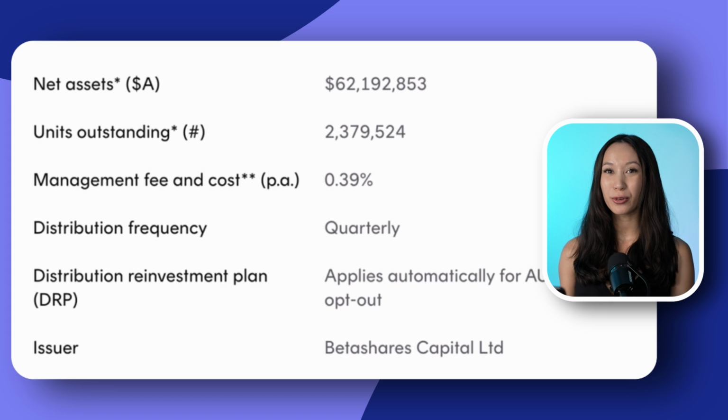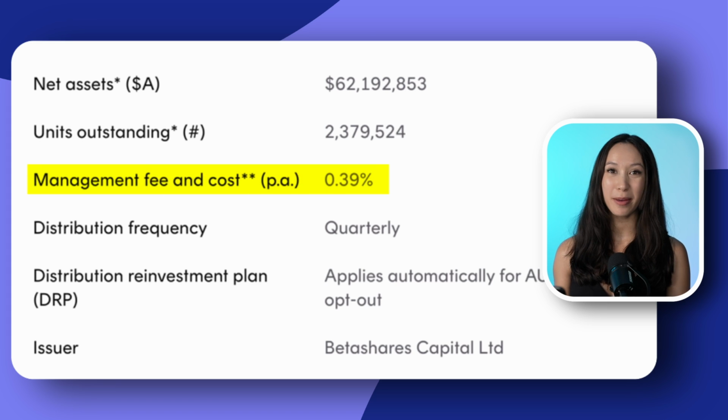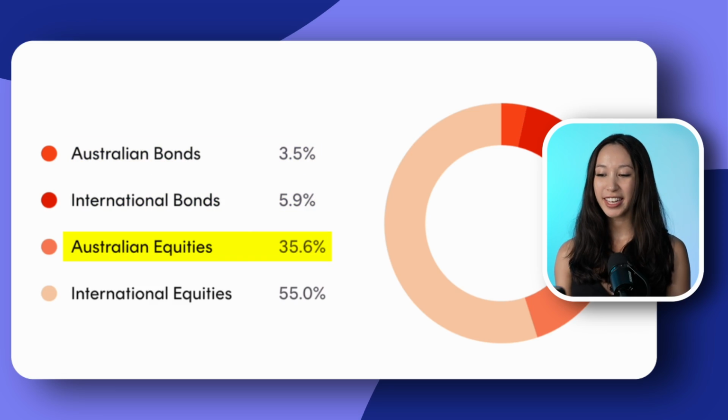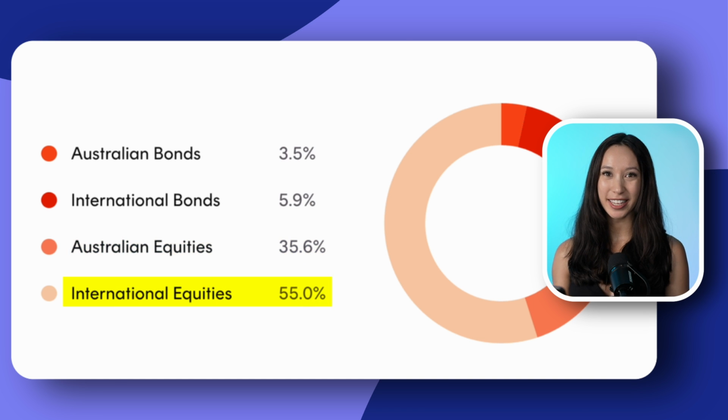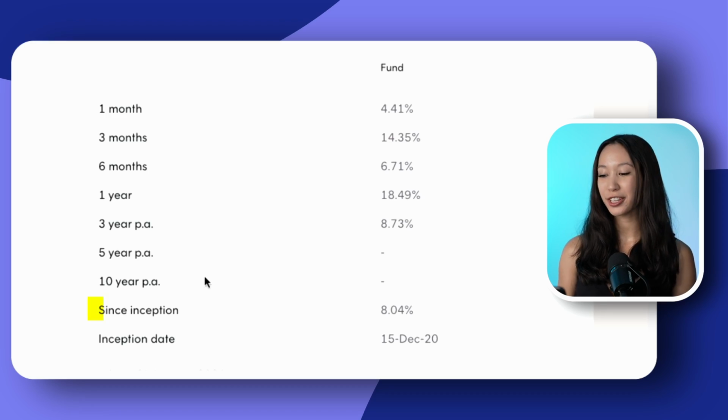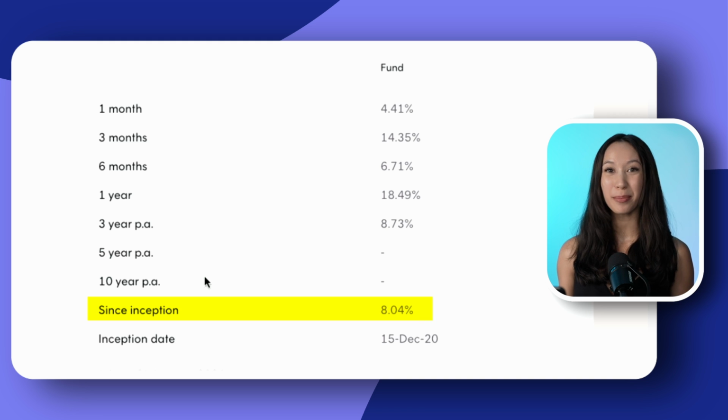The management fees for this ETF is 0.39%, and the asset allocation of this ETF are Australian bonds, international bonds, Australian equities, and international equities. Similar to VDHG, this ETF essentially invests in many different ETFs. And since this fund's inception, it has returned an average of 8.04% per year.